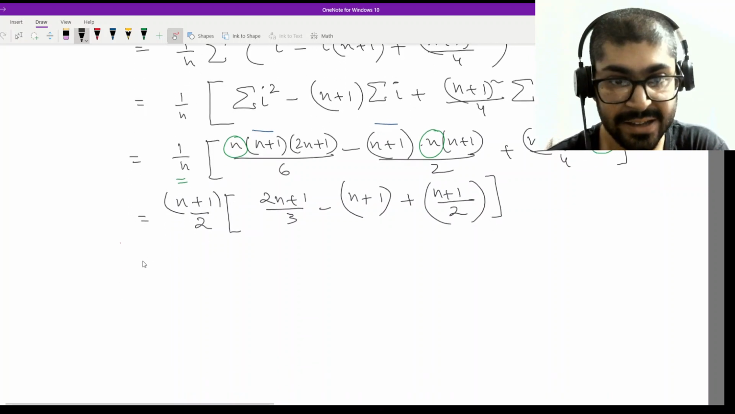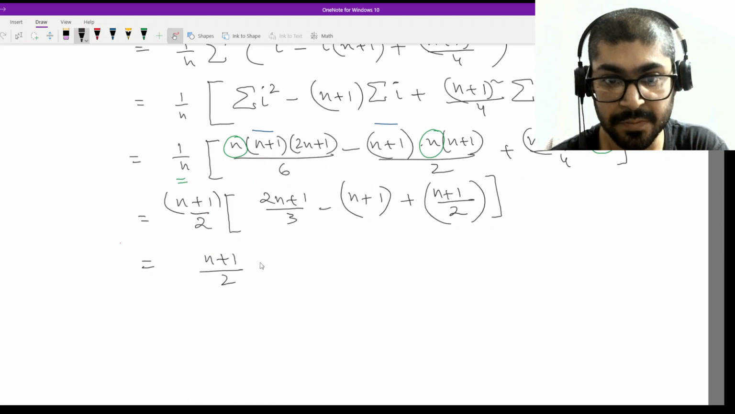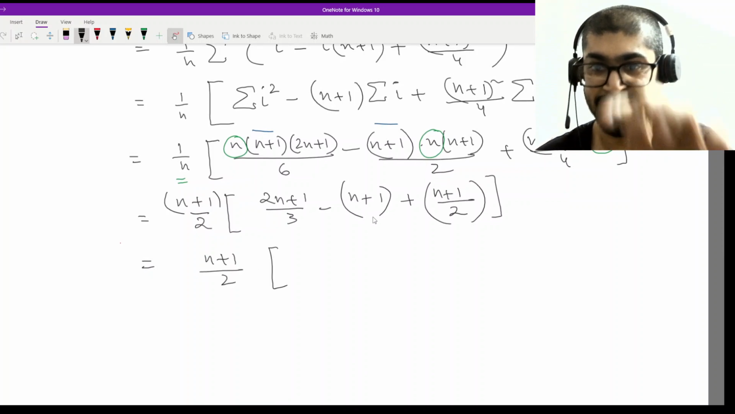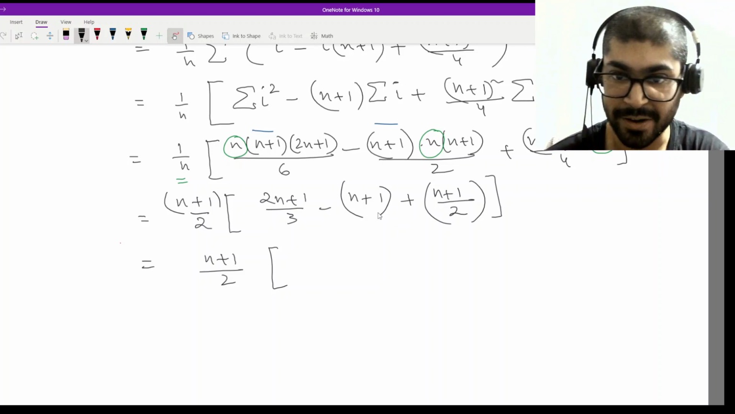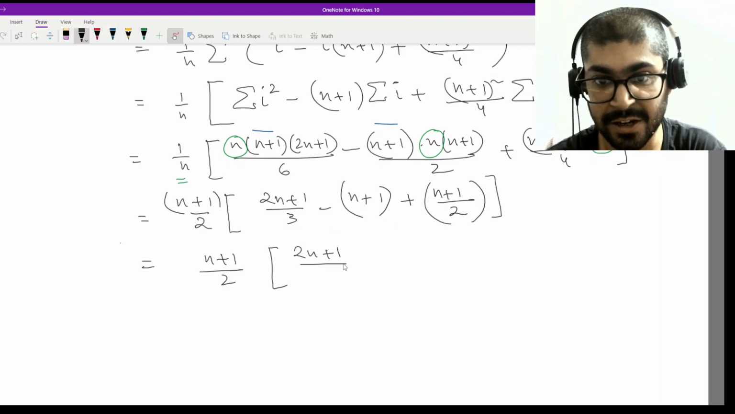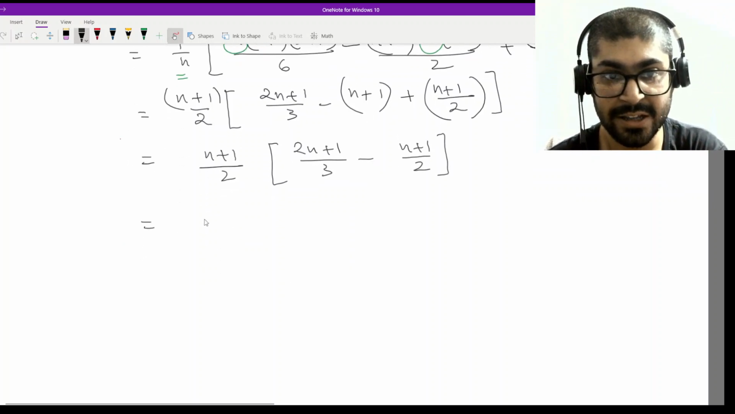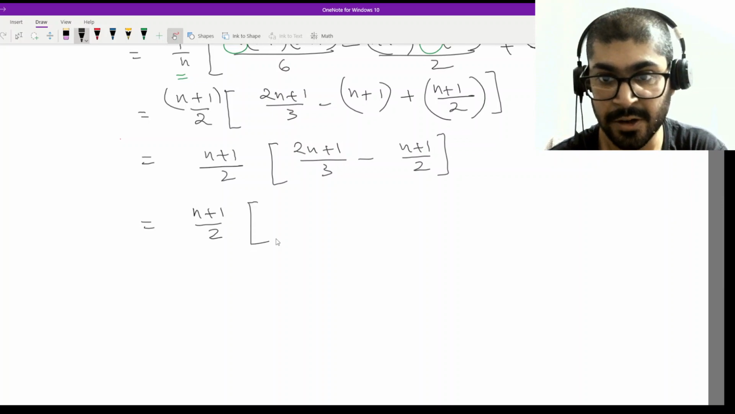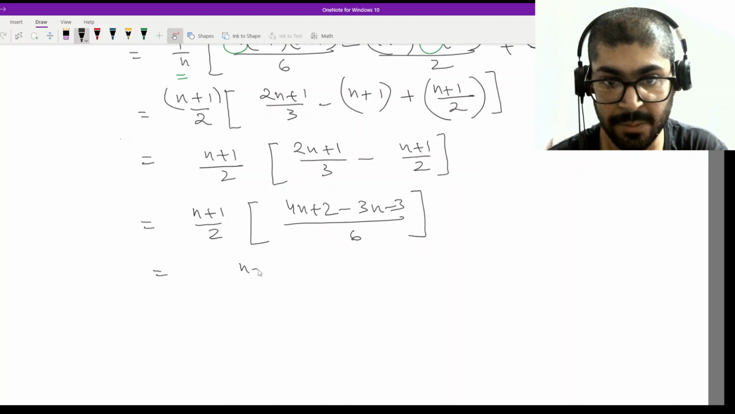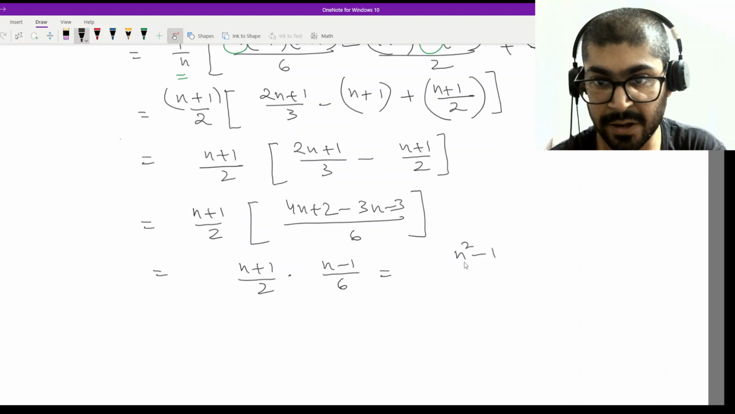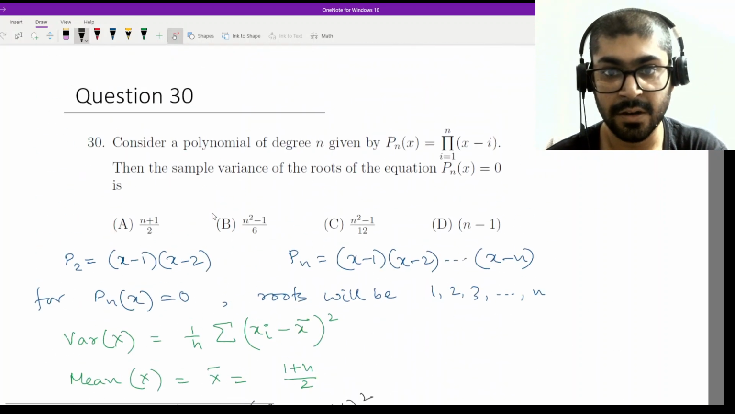Now if we take the LCM, I have (n plus 1) by 2, but I'm subtracting n plus 1. So I'll be ending up with (n plus 1) by 2 into ((2n plus 1) by 3 minus (n plus 1) by 2). Now work out the LCM: (4n plus 2 minus 3n minus 3) by 6. So this is (n minus 1) by 6. So (n plus 1) by 2 into (n minus 1) by 6, which will give me (n square minus 1) by 12. Yep, option C.